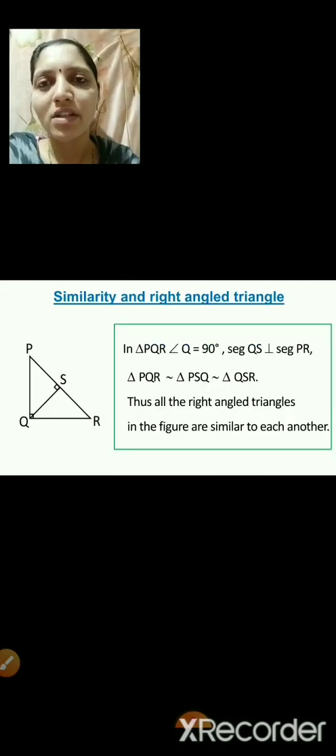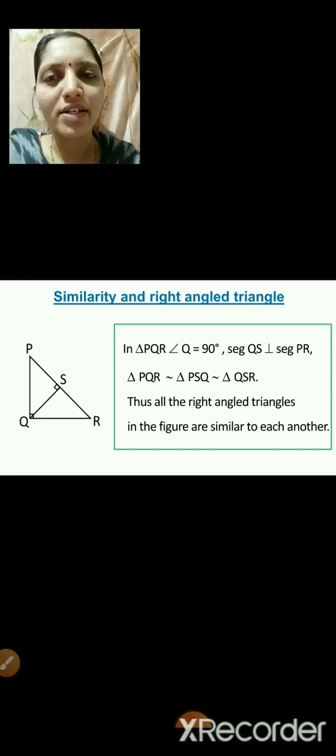Then we have seen the similarity in right angle triangles. Now what does the theorem of similarity say? In a right angle triangle, if an altitude is drawn to the hypotenuse, then two triangles are formed and these two triangles are similar to the original triangle and also similar to each other.